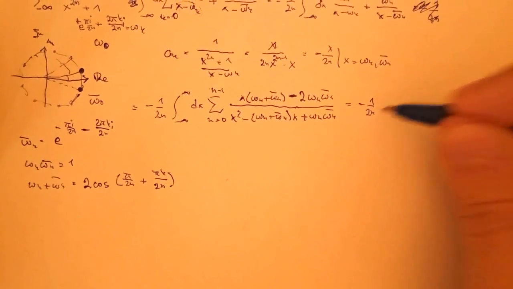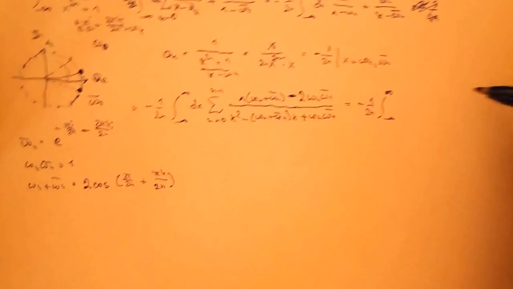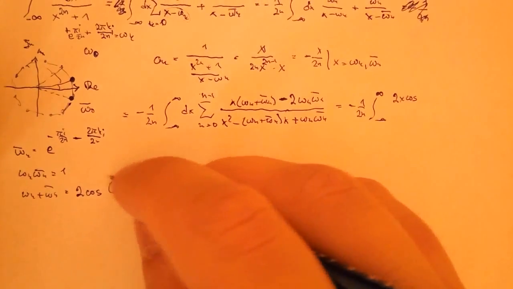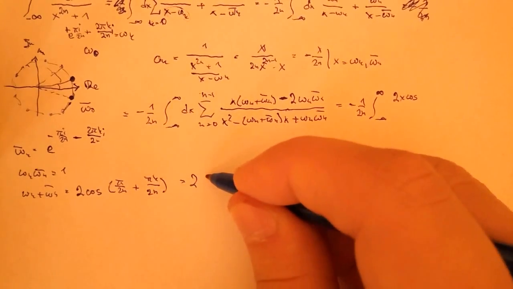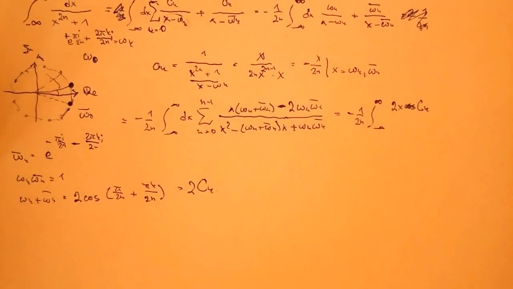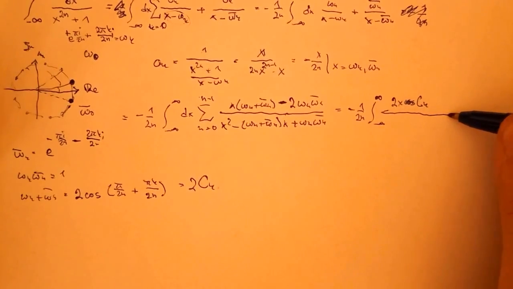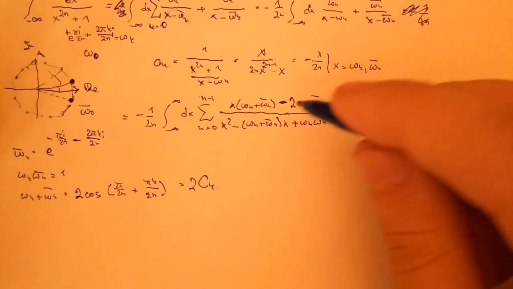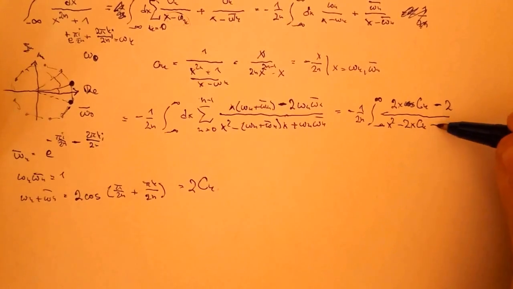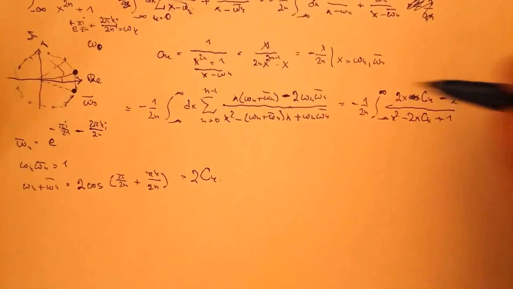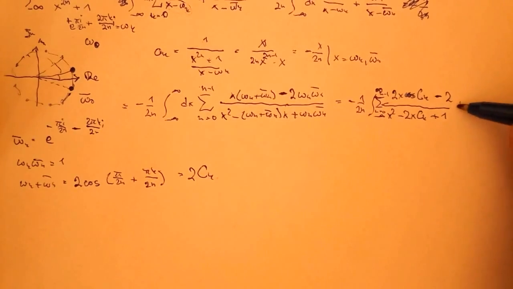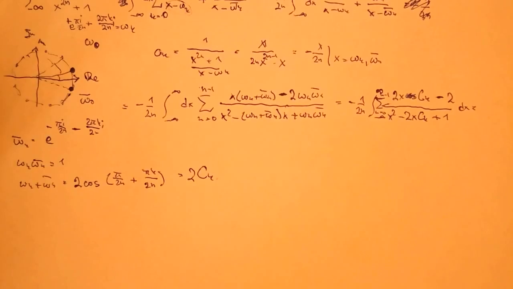So this is minus 1 over 2n, an integral from minus infinity to infinity, 2 times x cosine of something. I will denote this number as 2 times capital Ck, so this is 2 times x capital Ck, divided by minus 2, over x squared minus 2x capital Ck plus 1. There should also be a summation from k equal to 0 to n minus 1 and dx, the differential. This is equal to what?